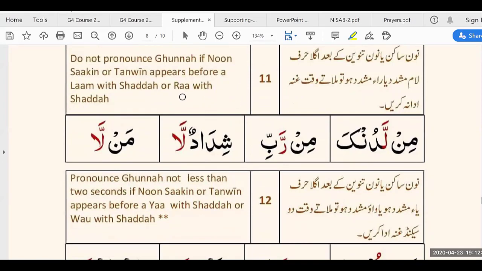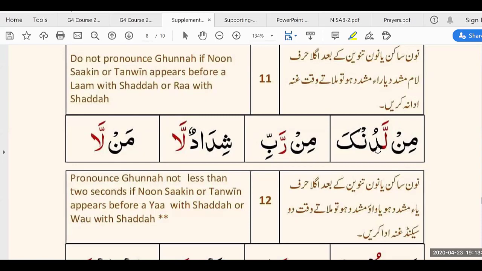So error number 11. Do not pronounce ghunna if noon sakin or tanween appears before lam with shadda or ra with shadda. So we also covered this in the rules concerning noon sakin and tanween. Does anyone remember which rule? There are 4 rules which we covered concerning noon sakin and tanween, which are idgham and iqlab. So if anyone can tell me, 226.